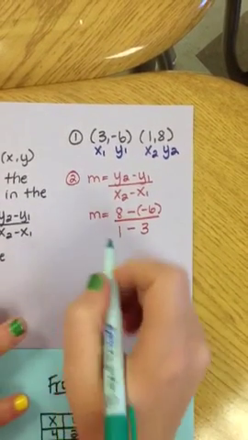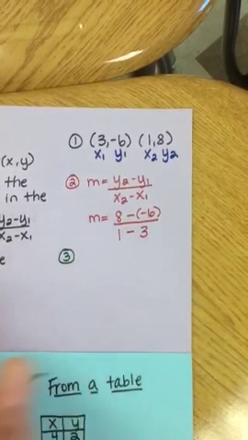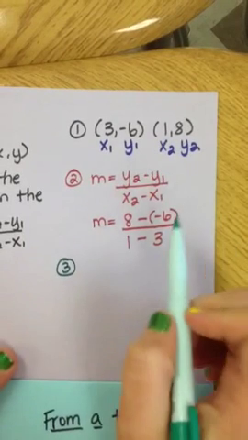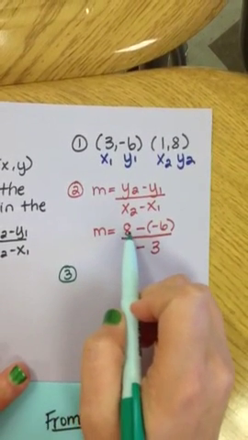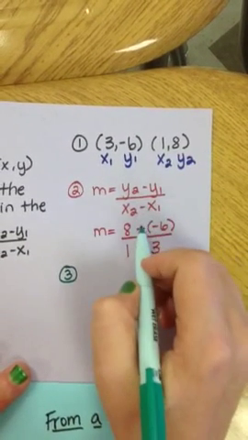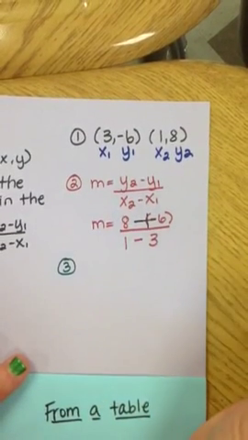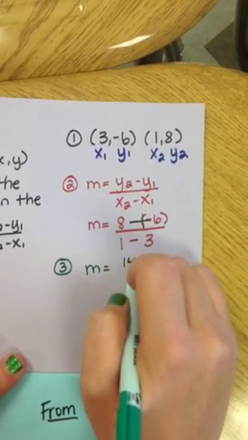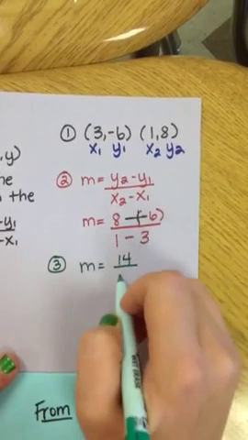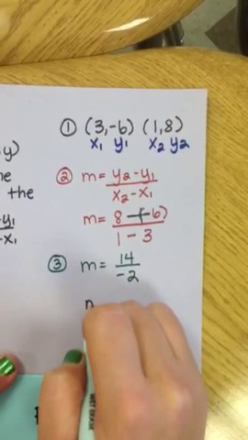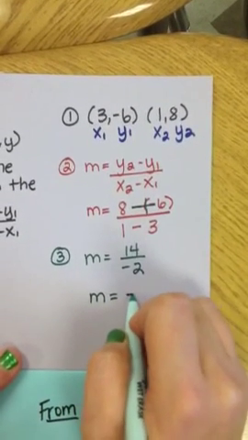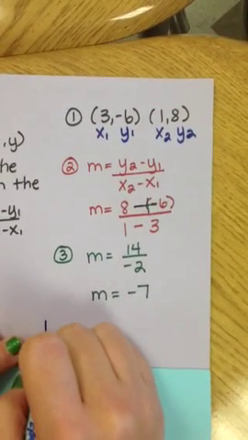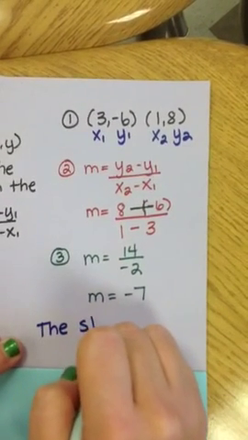Now, step 3 tells me to simplify the expression. So that means we're just going to solve. Well, if we look up here, it says m equals 8 minus a -6. Remember, this turns into a +6. So we have 8 plus 6, which is 14. And then we have 1 minus 3, which is -2. So 14 divided by -2 is -7. So my slope is -7.